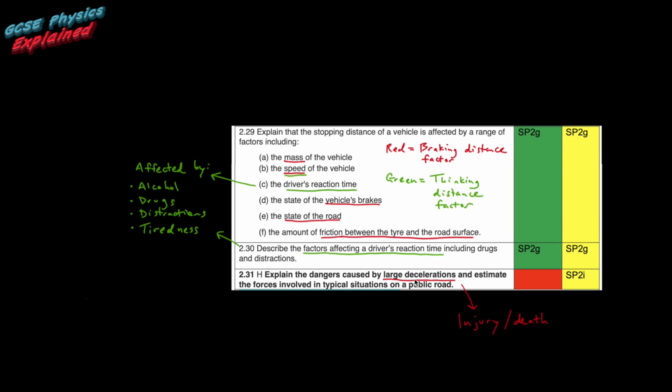Explain the dangers caused by large decelerations and estimate the forces involved in typical situations on a public road. Well, large decelerations can cause injury and death. And they'll usually give you some forces to choose from, and you've got to say which one seems reasonable for particular situations. And this is the last part that we need to know for the SP1 and SP2 units.